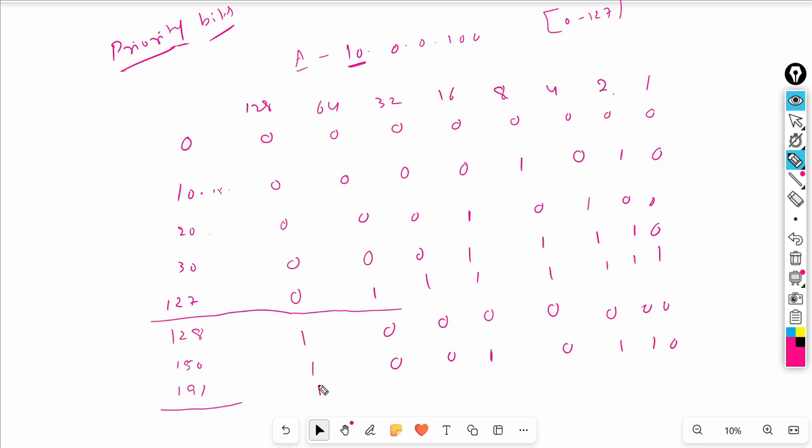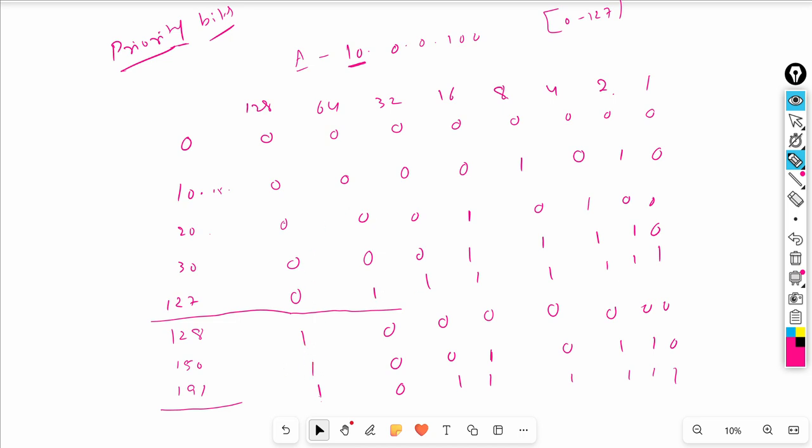And 191. This is 191 because 128 plus 64 equals 192. So 128 plus 63, so these are all 63. So 128 plus 63 equals 191. So this is how to convert decimal into binary. Okay, now see here.